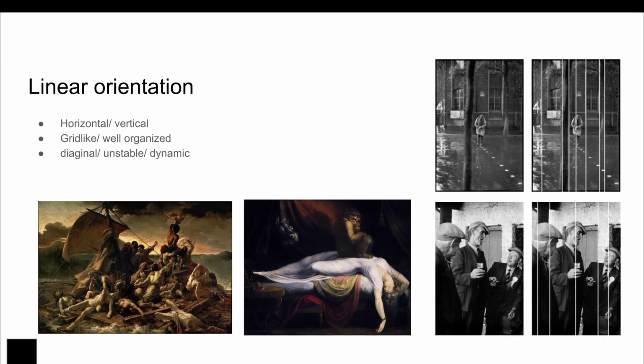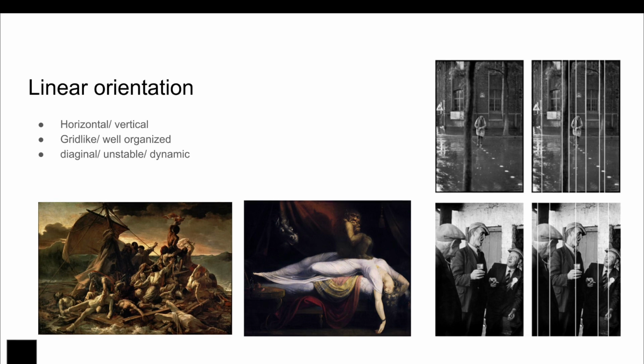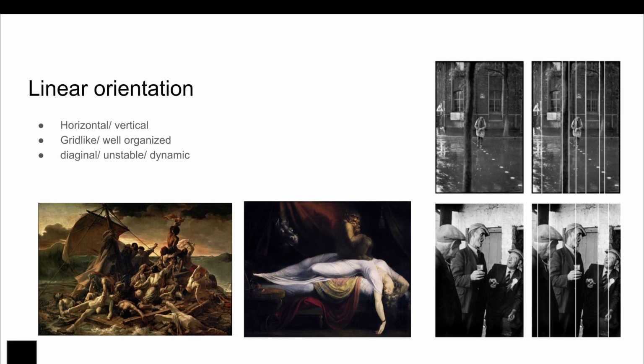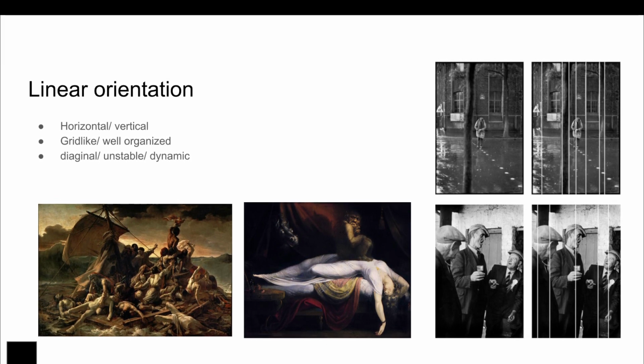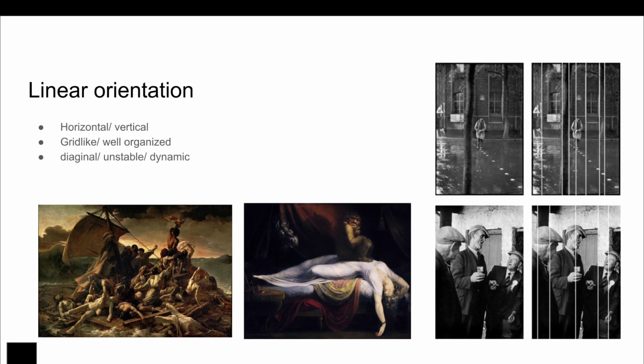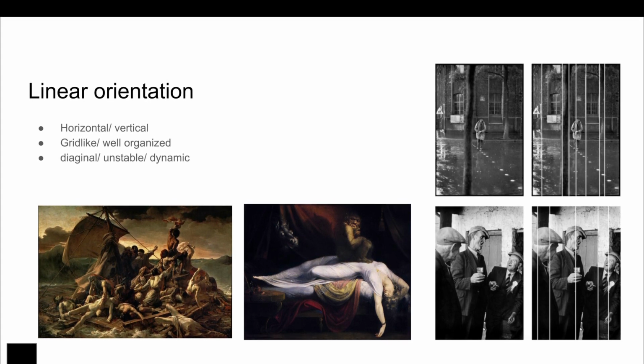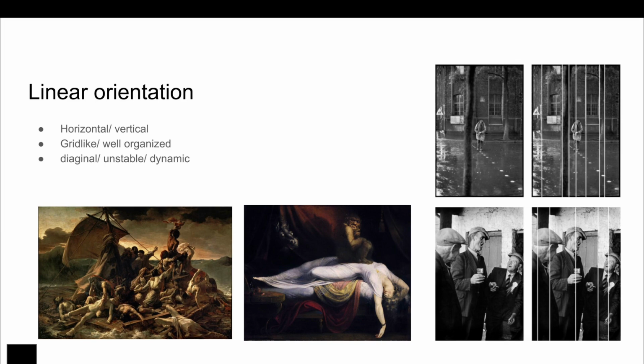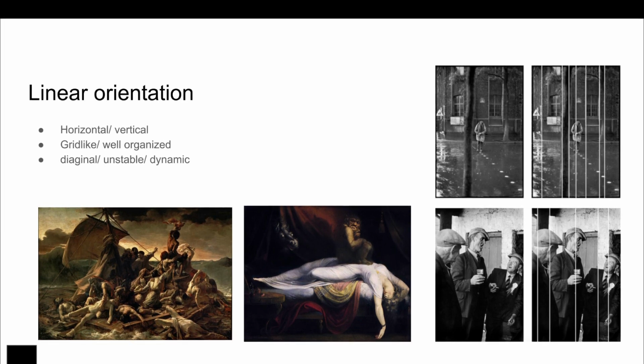Whereas on the left down here, it would be an example of a dynamic composition where you can draw definite lines from the bottom left to the top right, or the bottom right to the top left, but they're all overlapping each other very sporadically.